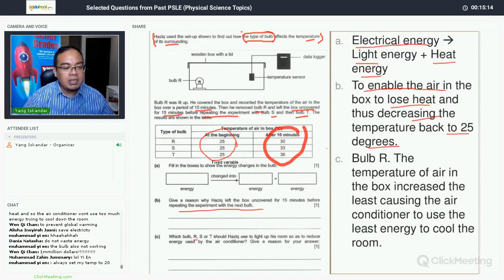Okay, Wenchi, why is it $1 million? Okay, so you must help your parents to reduce the electric bill.